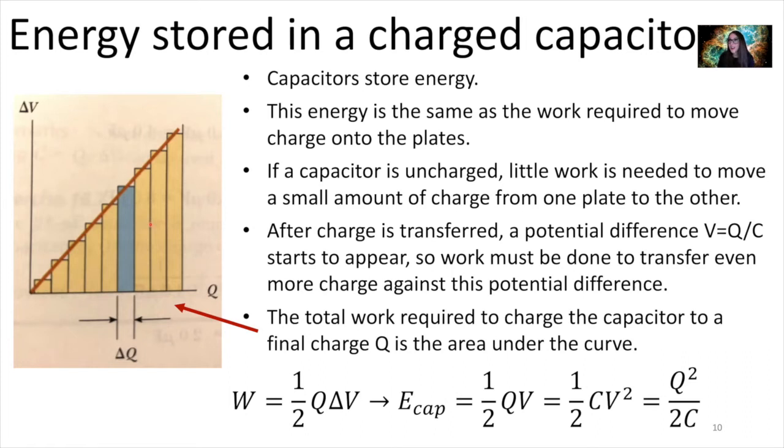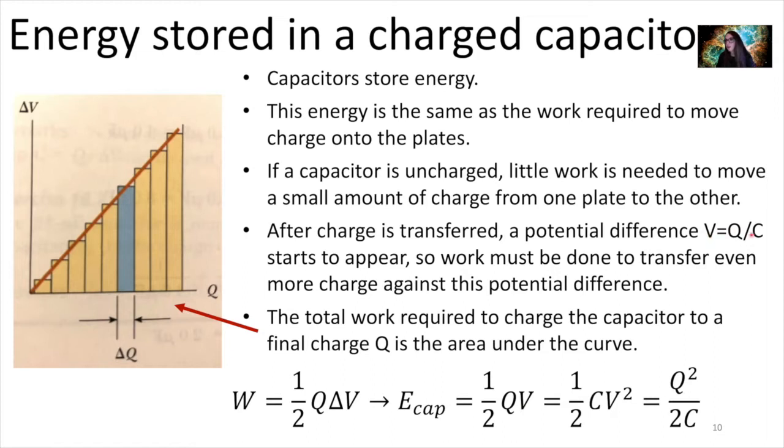That's a triangle. The area of a triangle is 1/2 base times height. So if the work's the area underneath the curve, the work to charge this capacitor is 1/2 times the base here, which is Q, times the potential difference, which is V here. So that work is equivalent to the energy stored in the capacitor. And therefore, the energy stored inside the capacitor, the electrical energy, is 1/2 times the charge times the potential difference across the plates.